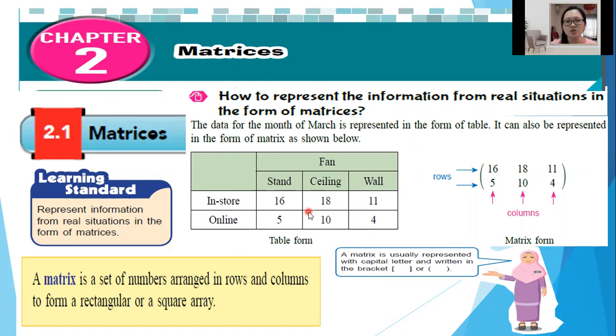The table shows the data for the selling of the fan in the month of March. So we can transfer them into the matrix form. Make sure we have the brackets. So we have the rows. Rows means the horizontal numbers. So we have 2 rows here. The vertical numbers, we call them columns. So we have 1 column, 2 columns, 3 columns. So this is what we call a matrix.